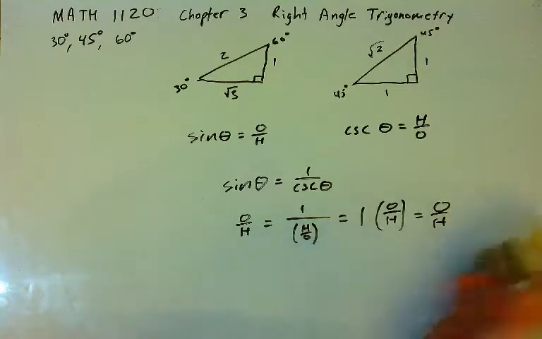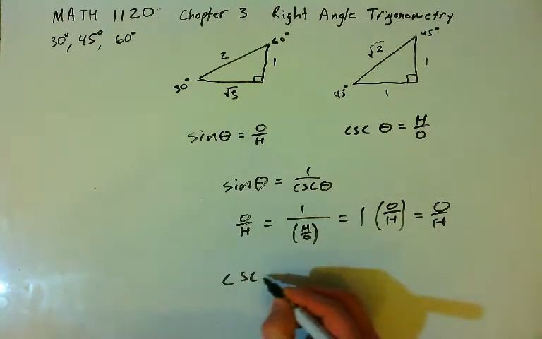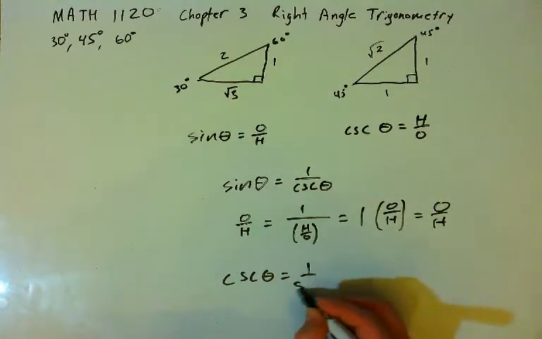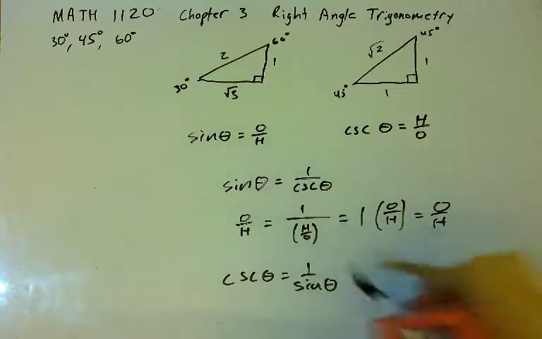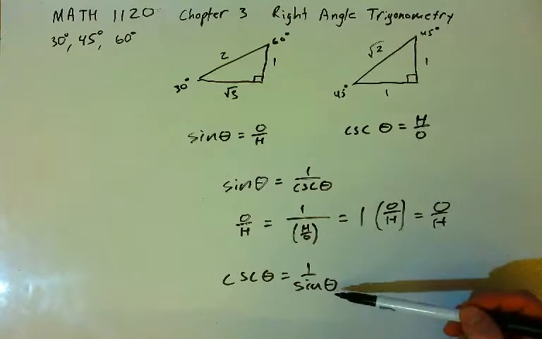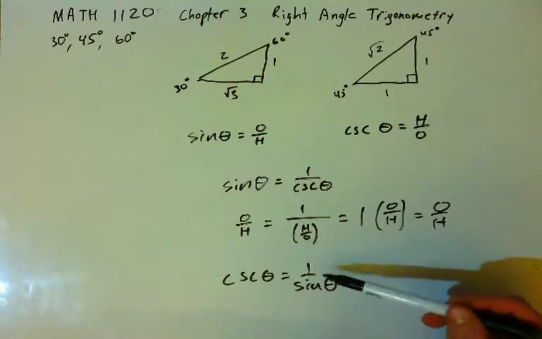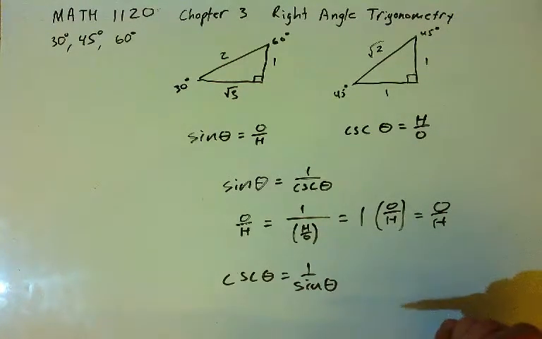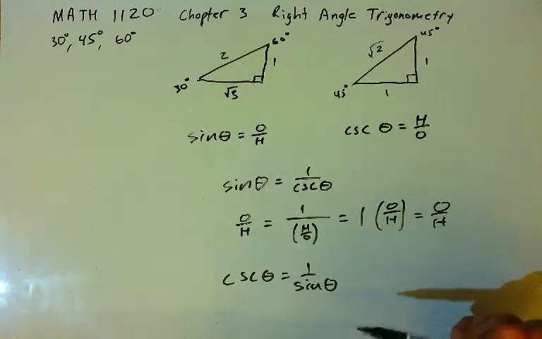And it's also true, and we could show it the same way, that the cosecant of theta is 1 divided by the sine of theta. And so if I wanted to calculate the cosecant of an angle, I would calculate the sine of that angle and then take 1 divided by that answer, and that would give me the value of the cosecant.